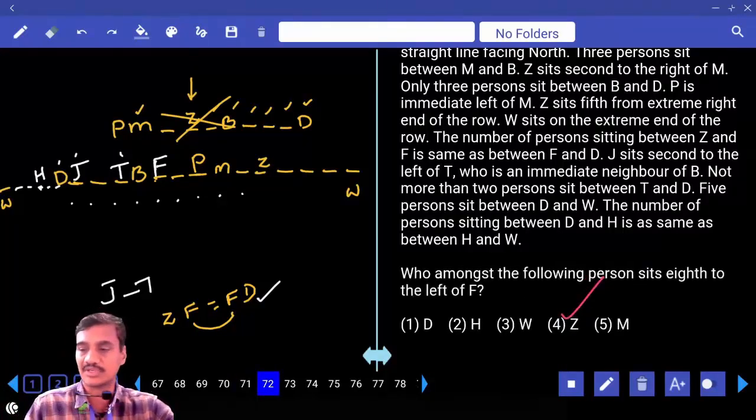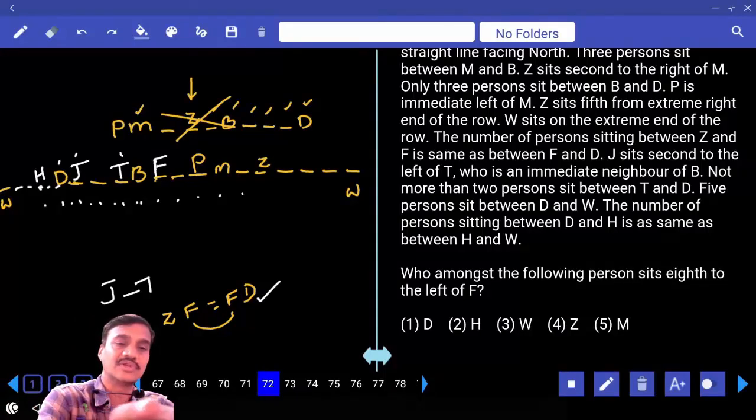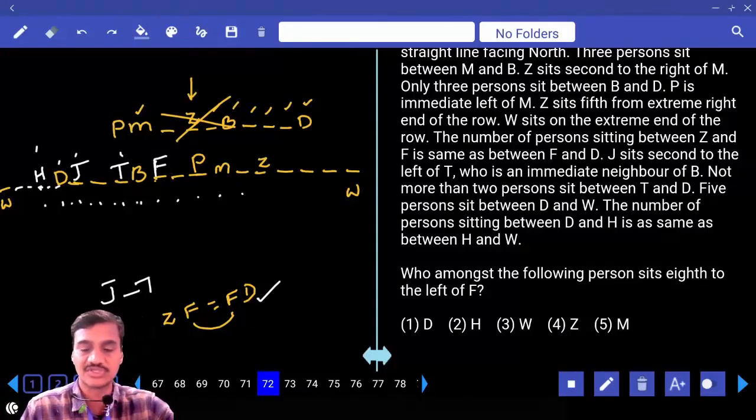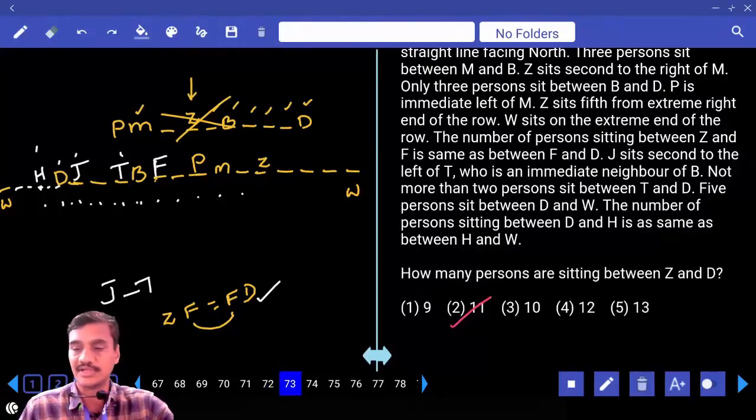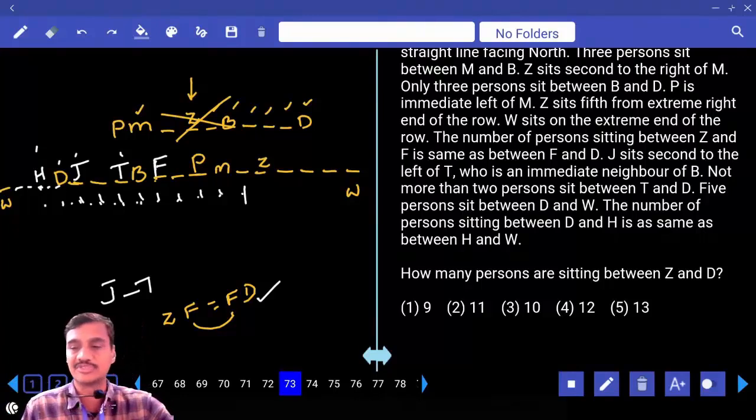Question number 71. Who among the following persons sits 8th to the left of F? 8th to the left of F. 1, 2, 3, 4, 5, 6, 7, 8. And what is your answer here? H. H, that is given in the choices. Question number 72 and 73, how many persons are in between Z and D? Now in between Z and D, if you count here 1, 2, 3, 4, 5, 6, 7, 8, 9. 9 persons in between Z and D, that is given in choice 1.